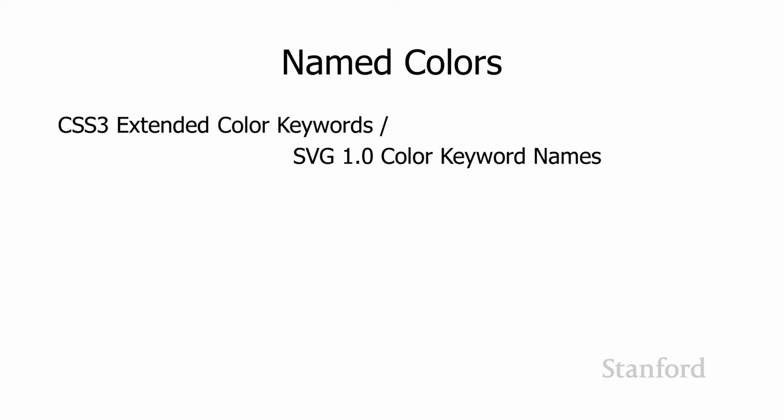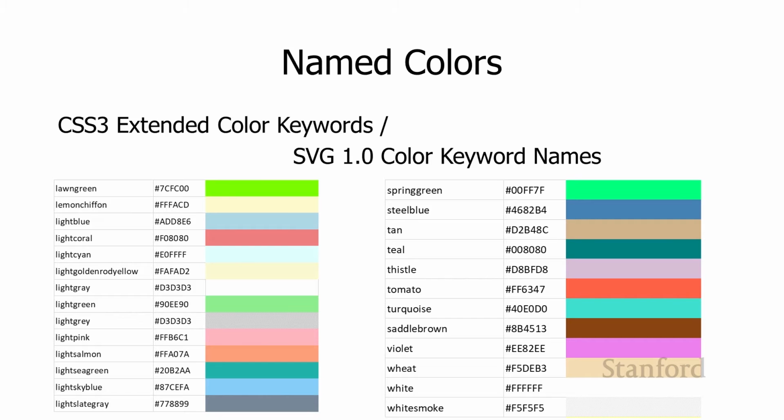It's also referred to as the SVG 1.0 color keyword names. These are sometimes also referred to as HTML5 colors, although that is not technically correct. You may also hear them referred to as just CSS colors. I'm not going to list all 148 of them, but this kind of gives you a feel for what sort of options you have available. There are quite a few options.